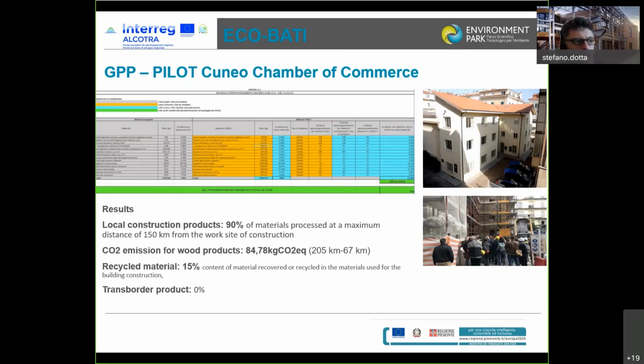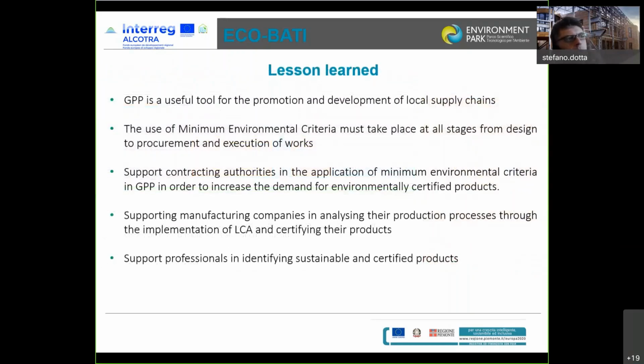On the other hand, some of these sustainable criteria are in competition one against the other. And so we maximize the use of local products, but we don't obtain really relevant result about recycled material that was the minimum, so 15%, and no cross-border product was used in this project. So about lesson learned, these kind of public procurement are useful in order to promote the local supply chains, and the use of minimum environmental criteria must take place at all stage, from the design to the procurement and to the execution works.